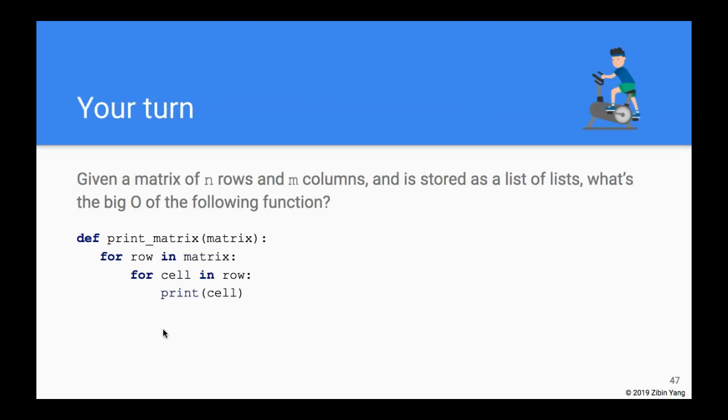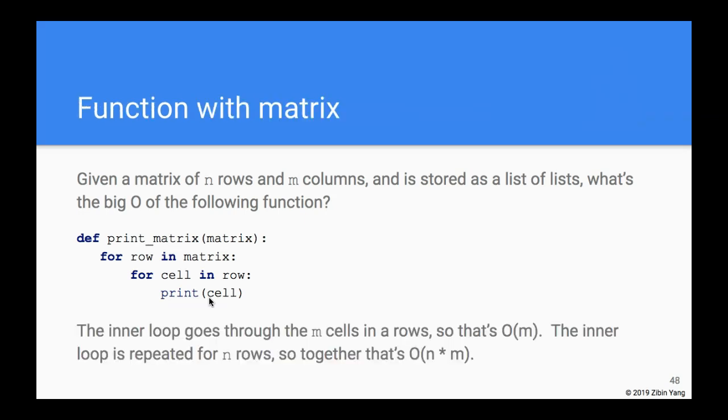Next exercise. What about a matrix? Let's say this matrix has n rows and m columns, and the matrix is stored as a list of lists, as we've seen before. So what is the big O of this function that goes through the rows, and then for each row prints out each of the cells in the row?